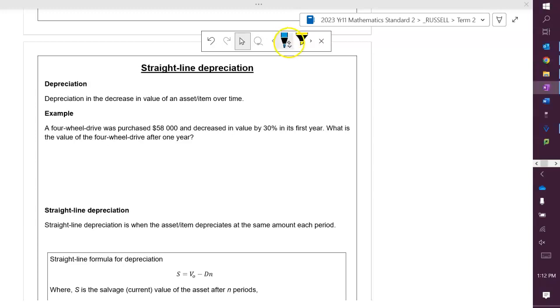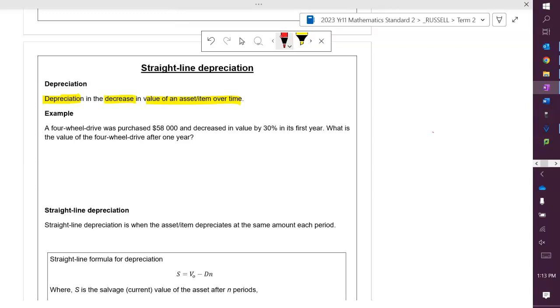This lesson is on straight line depreciation. So if we're looking at depreciation, depreciation is a decrease in the value of an asset over time. Things like cars very easily depreciate, computers, mobile phones. You can't get the same amount as what you paid for them usually.